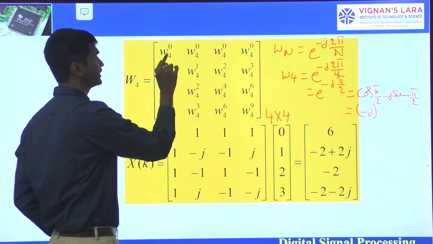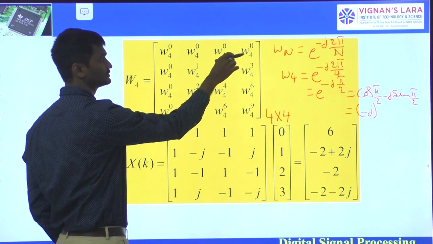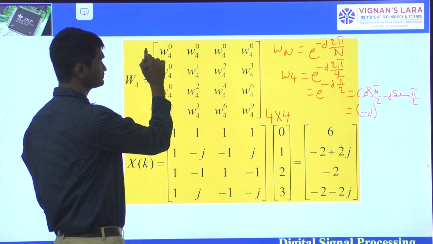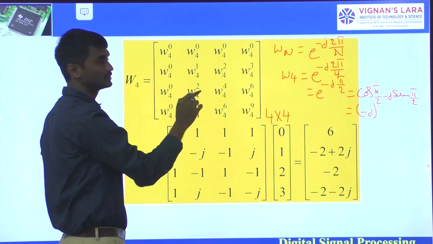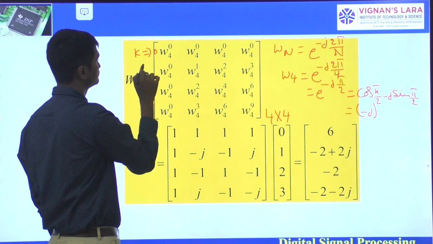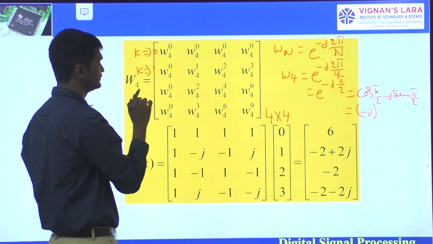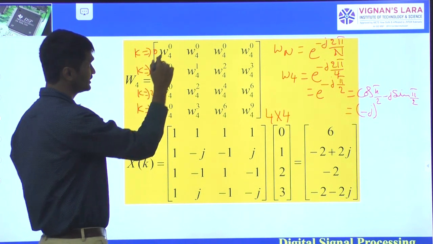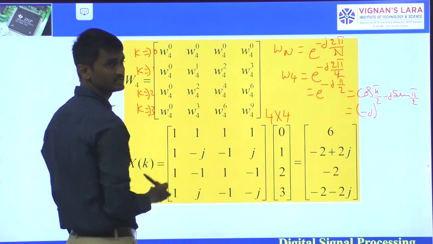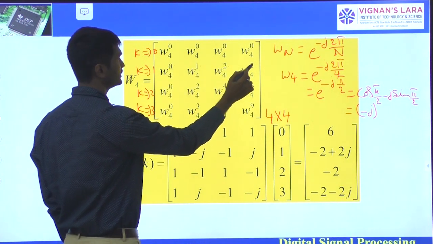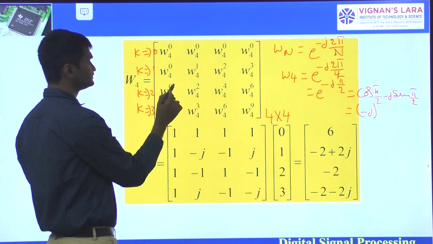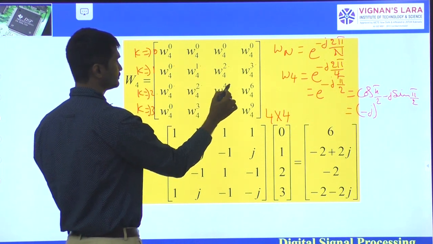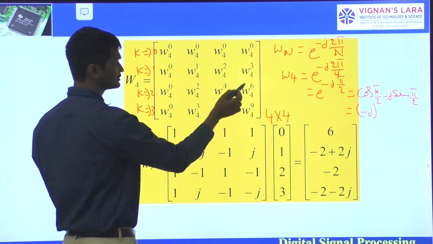So then these are terms we know already, we have seen. So first row, that is omega 4 power 0, omega 4 power 0, omega 4 power 0, omega 4 power 0. Okay, so powers of all terms are 0 because this is for the k equals 0 row. This is for the k equals 1 row. This is for the k equals 2 row. This is for the k equals 3 row. Right? So then n values change. Because of n values, these powers will change. So n equals 0, n equals 1, n equals 2, n equals 3, and k is fixed. Similarly, n equals 0, k equals 2, n equals 1, k equals 2, so it is 2. So n equals 2, k equals 2, 4, n equals 3, k equals 2, that is 6.